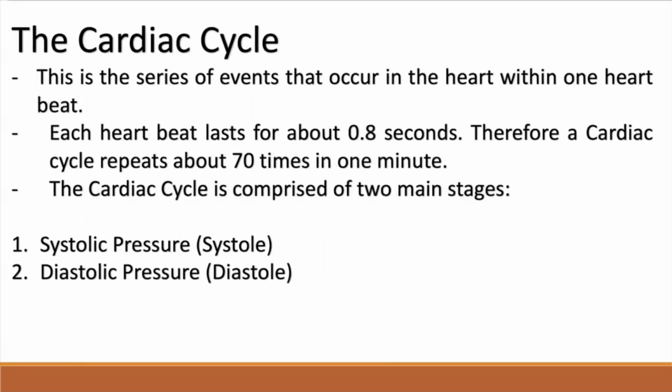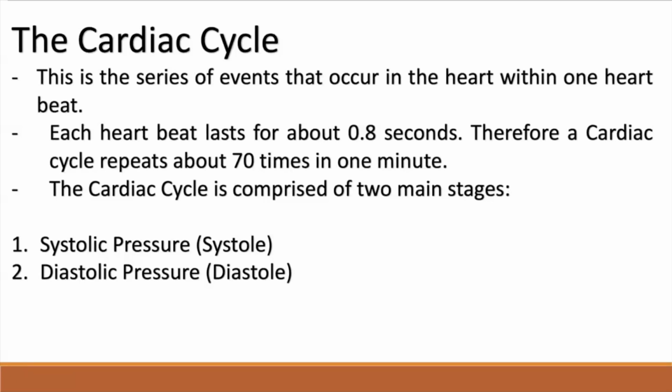Now, anytime you're looking at the heart, obviously when you feel your chest, you feel the heart beating. And this is where we come to something called the cardiac cycle. The cardiac cycle is a series of events that occurs in the heart within one heartbeat. Now, each heartbeat lasts for about 0.8 seconds. So therefore, a cardiac cycle repeats about 60 something to 70 times in 1 minute. That means that your heart basically beats on average 70 times per minute. All right, that's what that means.